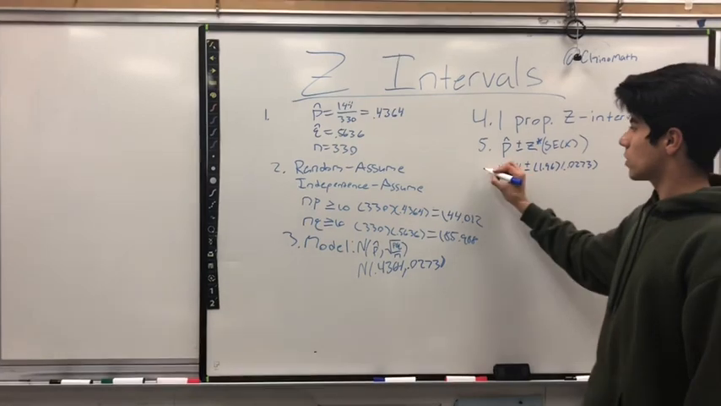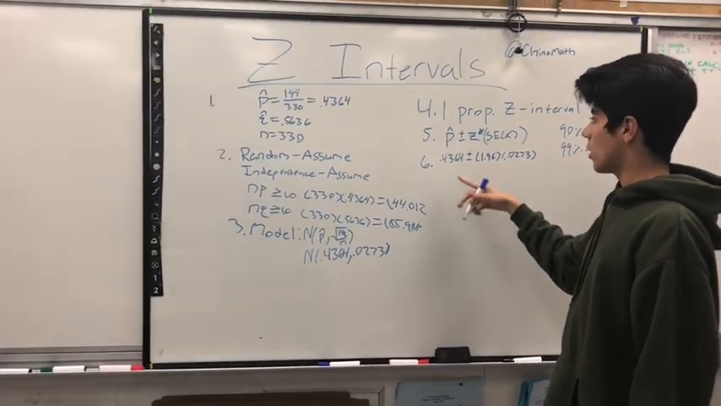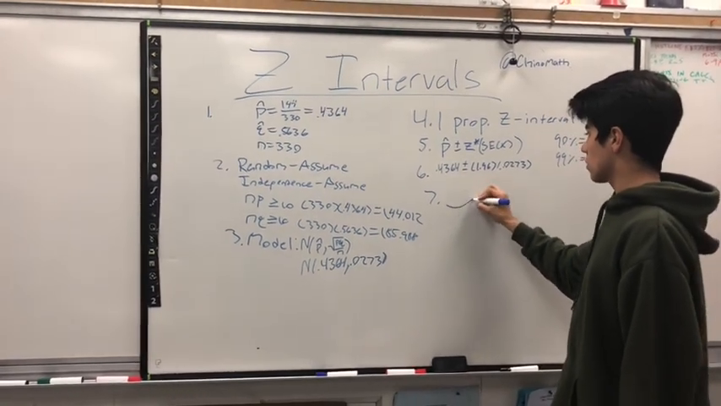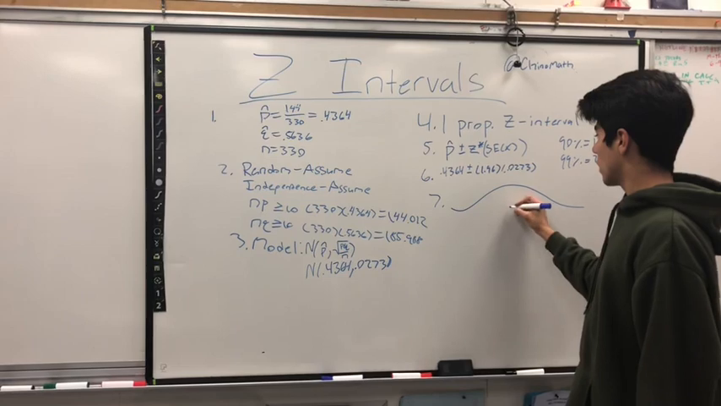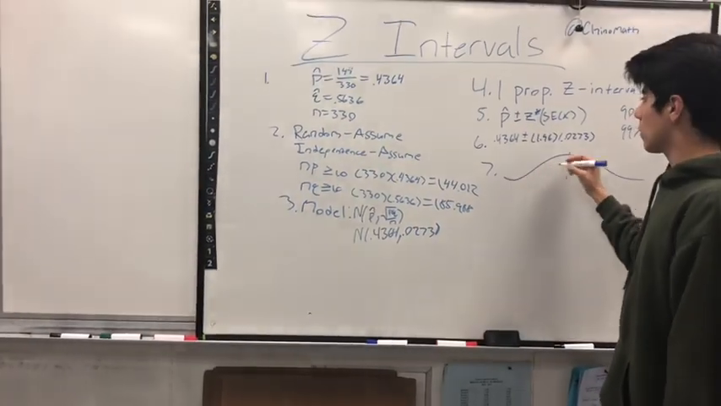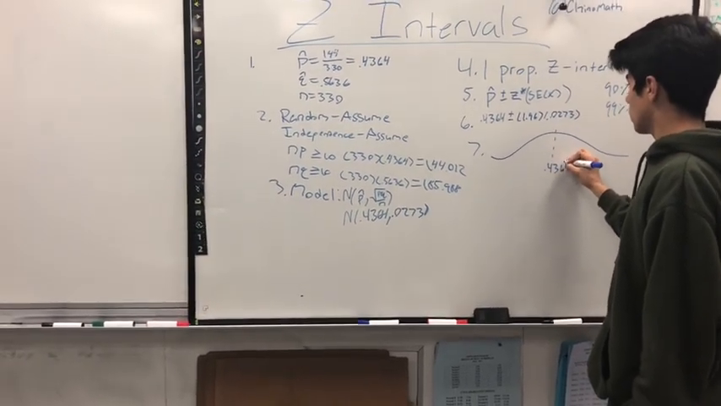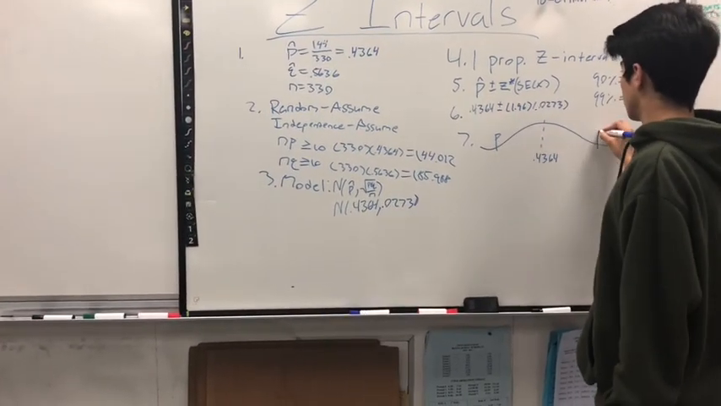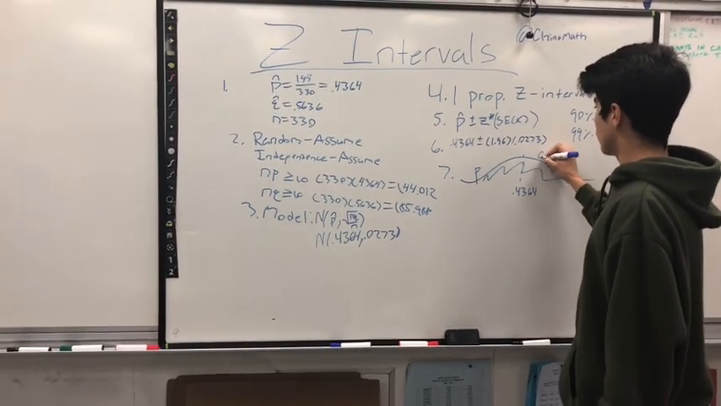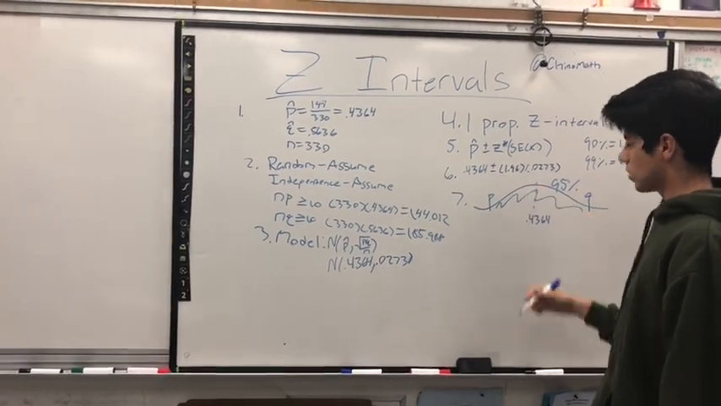So this is actually our step 6, and now you can show this graphically. I'm going to draw my little normal model, and we have it centered at 0.4364. I'm going to draw my flags, and we have our 95% inside our shaded area here.